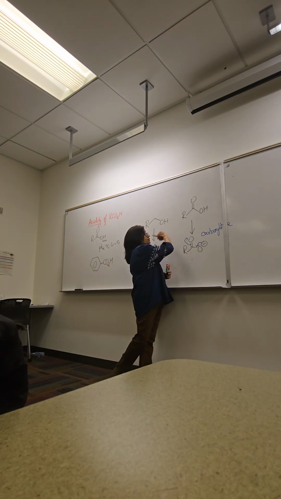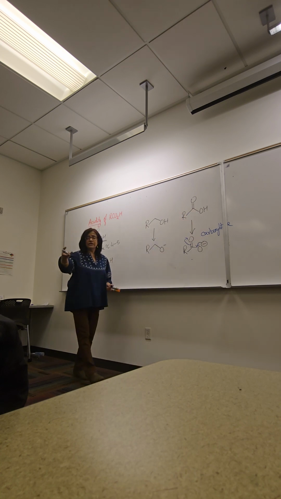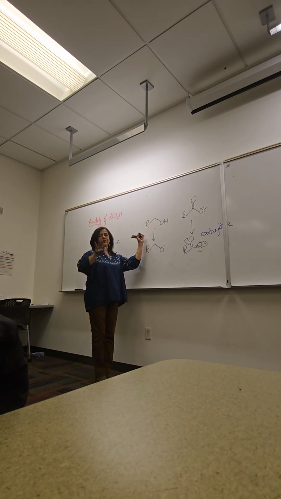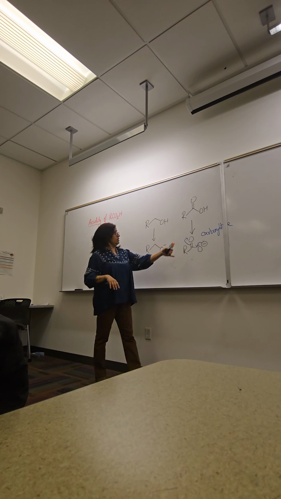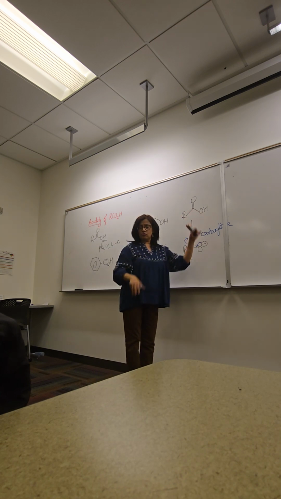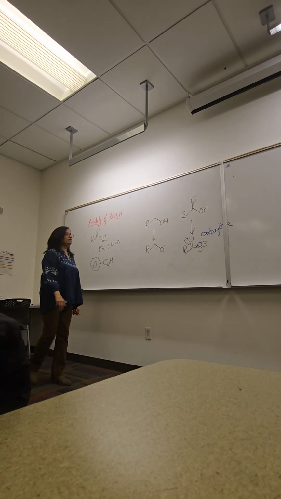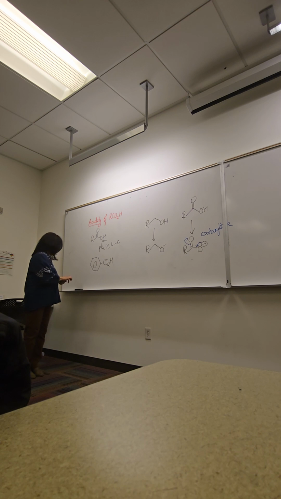So which is the stronger acid therefore? Carboxylic acid. Absolutely. That is the reason why alcohols' pKa's are around 15 or so, whereas carboxylic acids' pKa's are around 4 and 5. So that is the reason why carboxylic acids are stronger acids.